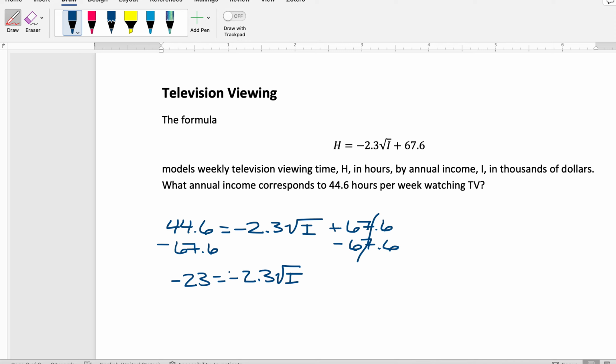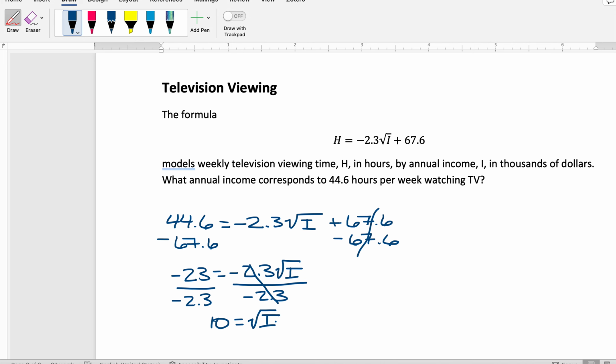Now, we didn't see an example like this yet, but when I have this number in front of the square root, it's multiplied by the square root of I, so I would get rid of it by dividing both sides by that number. So I am going to divide both sides by negative 2.3 here. Just as if it were like negative 2.3x, I would divide to get rid of it. It's the same idea here. So divide both sides by negative 2.3, and when I divide that through, I get positive 10. Negative divided by negative is positive, and that equals the square root of I.